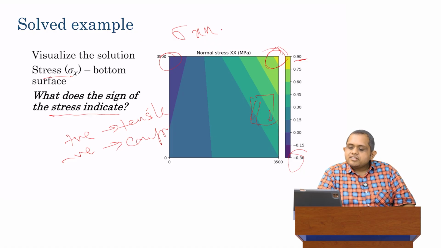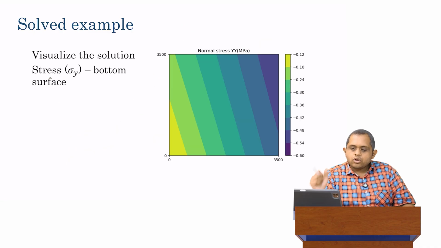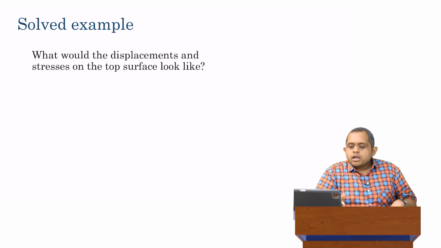So what we see here is this part of the slab near the load seems to be in tension, and the part away from the load seems to be in compression. Seems reasonable. Okay, and similarly we can visualize sigma y, more or less the same idea. I'm not going to repeat what I just said.